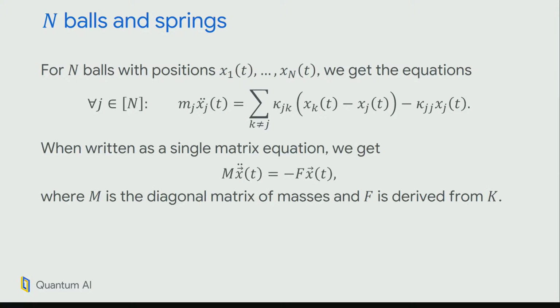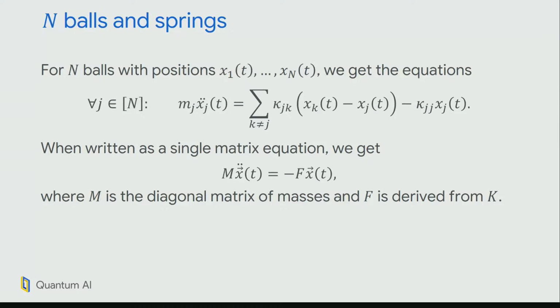And what you'll get is something that looks nice like this now, where x vector is just a vector with all the x coordinates. This is the second derivative. M is a diagonal matrix, which is all the masses, just m1 through mn. And F is some matrix that you get when you collect all these terms. So you can write it nicely like this. So this is a second order differential equation in terms of these variables that are vectors of length n.